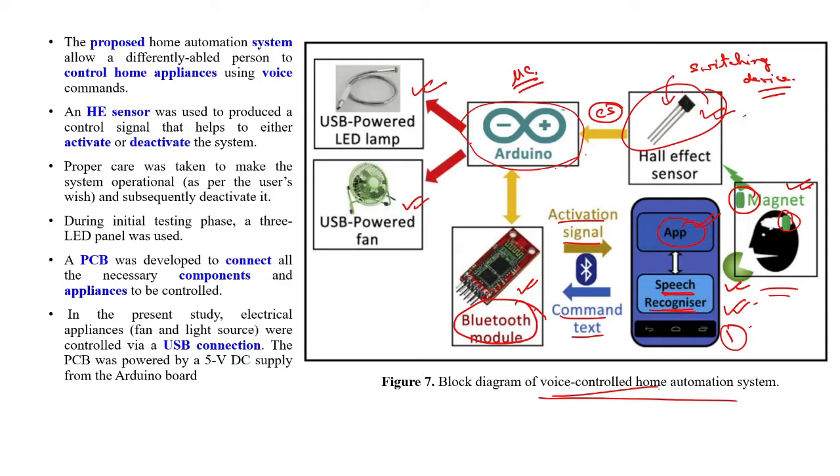Okay, so I hope you have understood. The person brings the magnet towards the Hall effect sensor, which acts as a switching device. This switching device generates the control signal for the app. That signal is sent to the Arduino. The Arduino, through the Bluetooth module, sends this activation signal, which is the control signal generated from the Hall effect sensor, to the app. The app initiates the speech recognizer module. The speech recognizer module recognizes the voice and converts it to text. That text is sent to the Arduino, the microcontroller, through the Bluetooth module, and then it generates the control signals from here to put on the lights or the fans across the home.